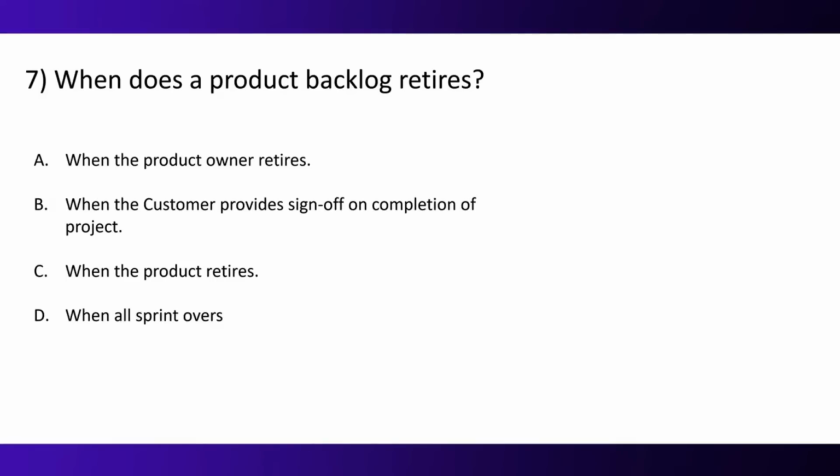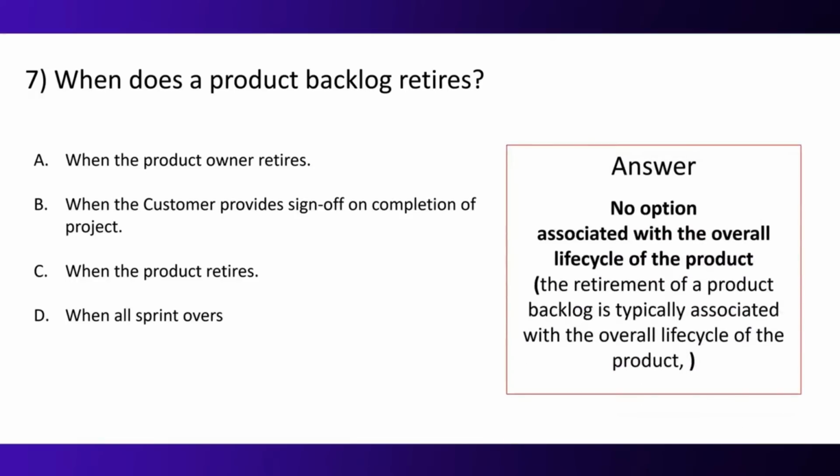Question 7. When does a product backlog retire? Option A, when the product owner retires. Option B, when the customer provides sign-off on completion of project. Option C, when the product retires. Option D, when all sprints are over. And the answer is no options given are correct. The retirement of product backlog is typically associated with the overall life cycle of the product.